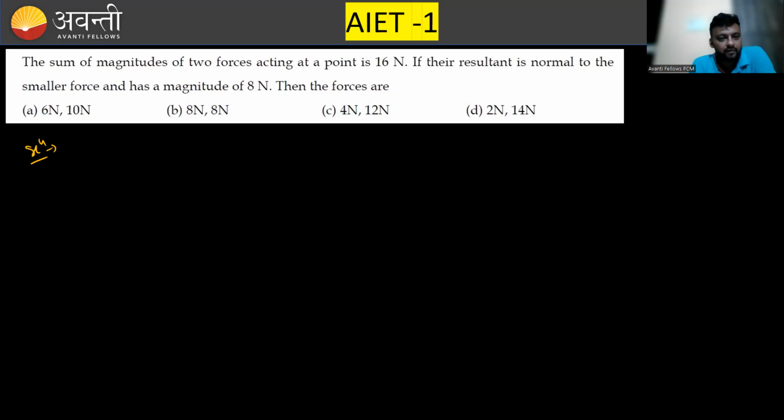The sum of magnitude of two forces acting at a point is 16 Newton. They are saying sum of magnitudes. That means it's not vector A plus vector B. It's magnitude of A plus magnitude of B is 16. I am not writing it like A magnitude, B magnitude. It will take time. I am not drawing the vector symbol here. So you can understand that this is the magnitude. Sum of magnitude is 16. Let it be equation number 1.